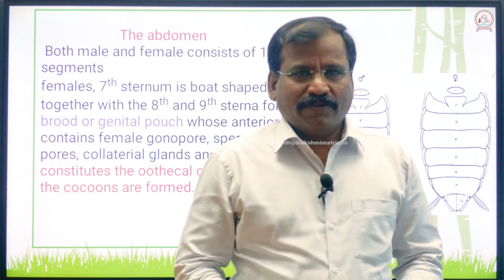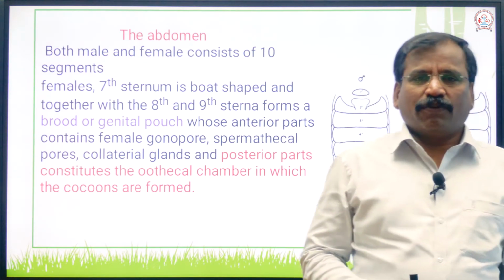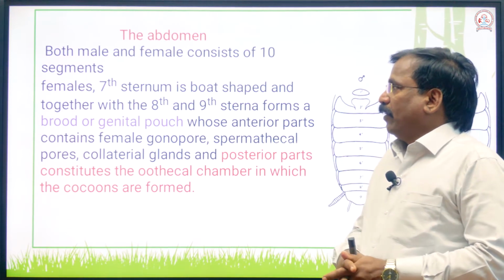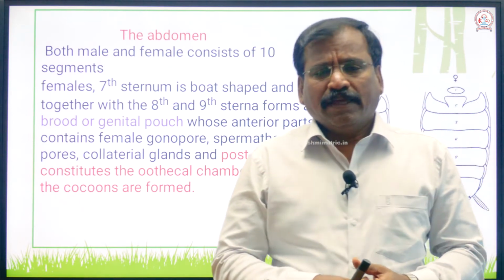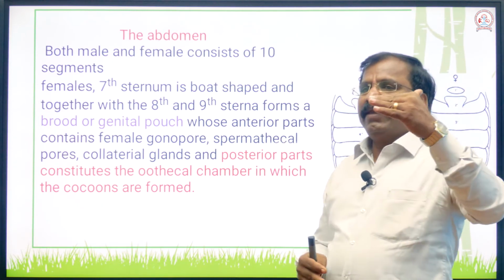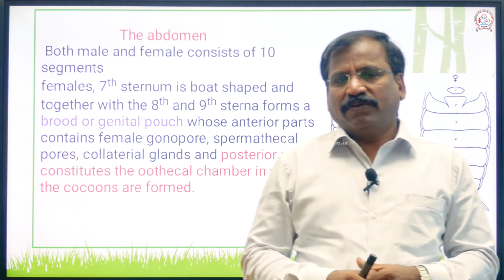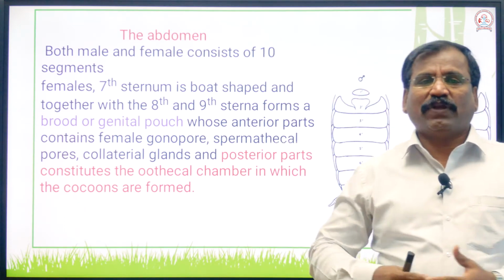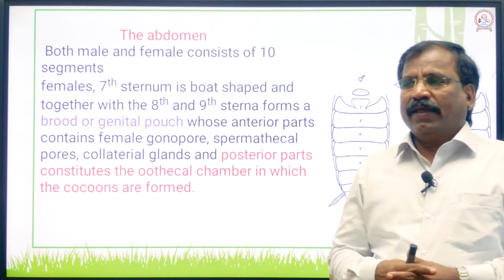Good morning. So, welcome back. We are discussing the morphology of the cockroach. In the previous class, we discussed the head and thorax. The body of the cockroach is divided into three regions, namely head, thorax and abdomen. The morphological features of the head and thorax and the various structures which arise from the head and thorax were discussed in detail in the previous session.